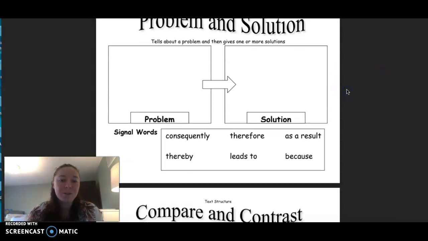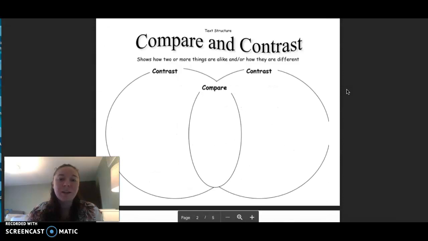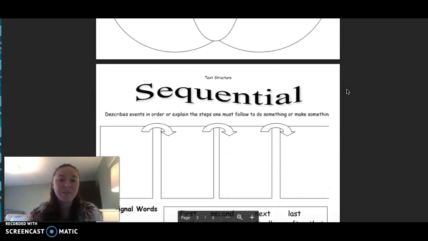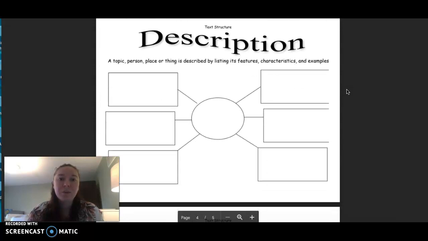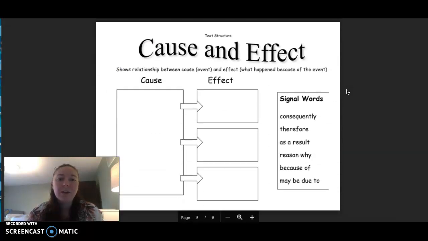So again, problem and solution, compare and contrast, sequential, description, and cause and effect. As you're reading, you want to look out for some of these signal words to try to get a feel for what kind of text structure the author is using. And then you can use these diagrams to help organize your thoughts.